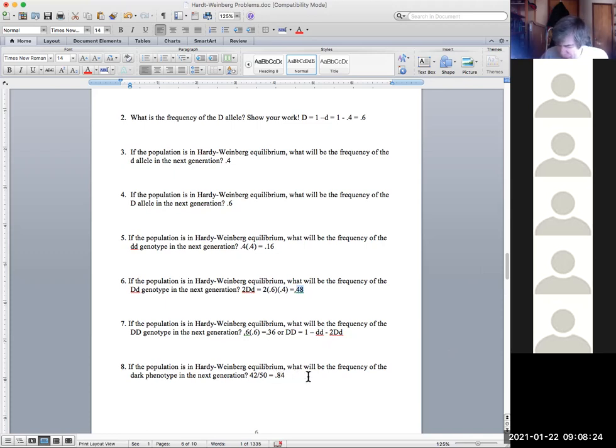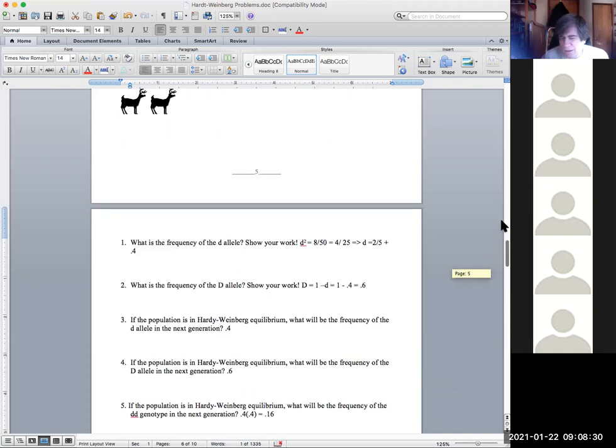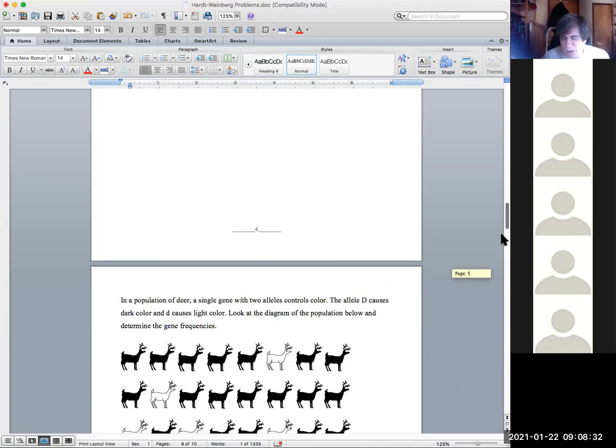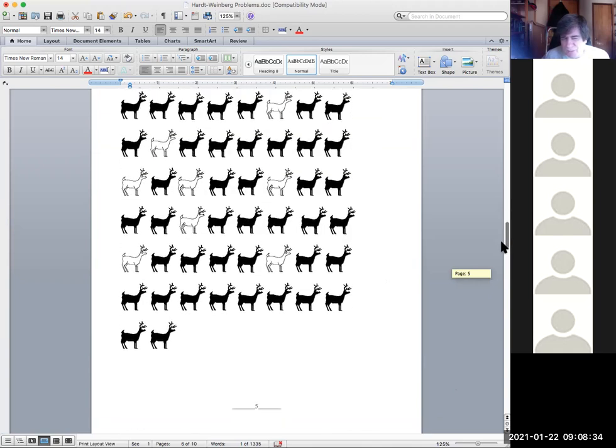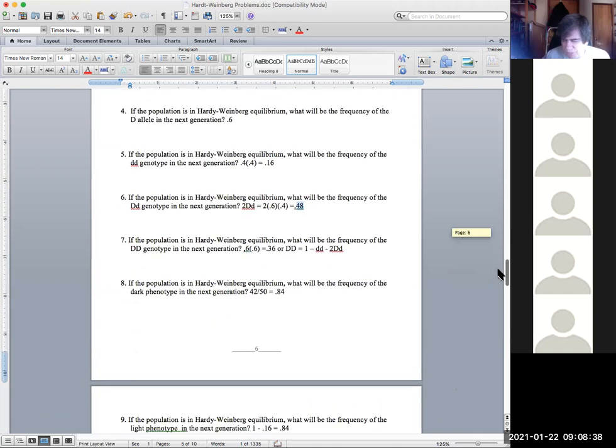If the population is in Hardy-Weinberg equilibrium, what will be the frequency of the dark phenotype in the next generation? Well, we can find the dark phenotype just by counting. And when I counted, I got 42 dark colored deer out of 50. So if we convert that to a decimal, that's 0.84.